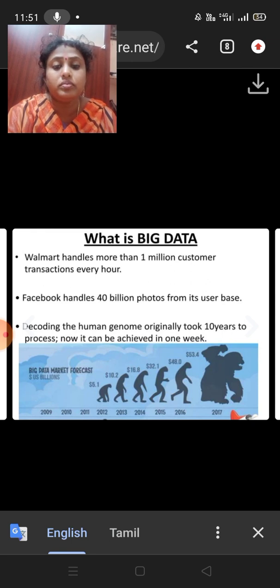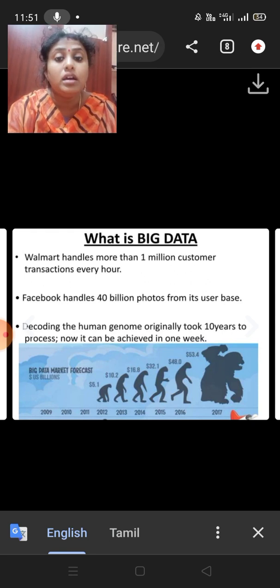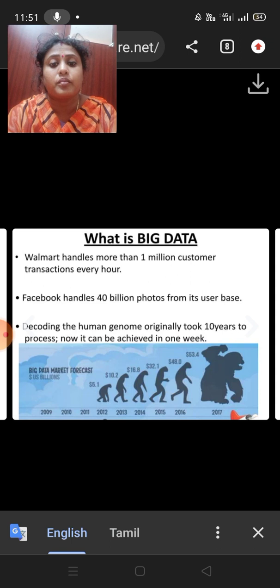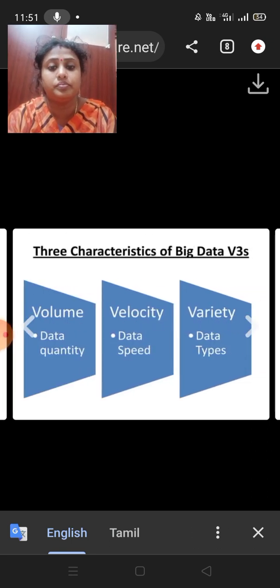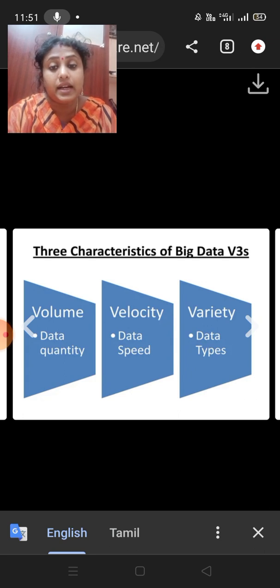Similarly, today's big data is tomorrow's normal data. Big data is like the 3 Vs. It means the three characteristics of big data are volume, velocity and variety. Volume describes the data quantity, velocity describes the data speed, and variety describes the data types.